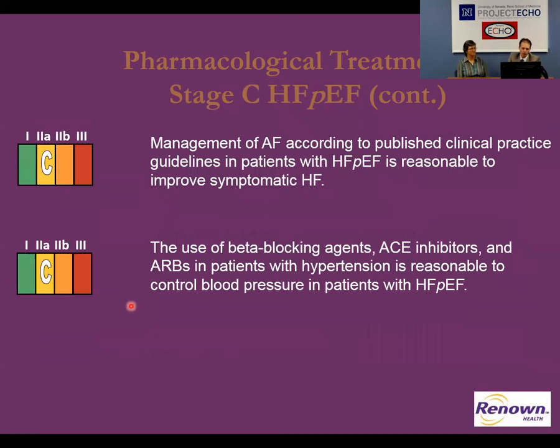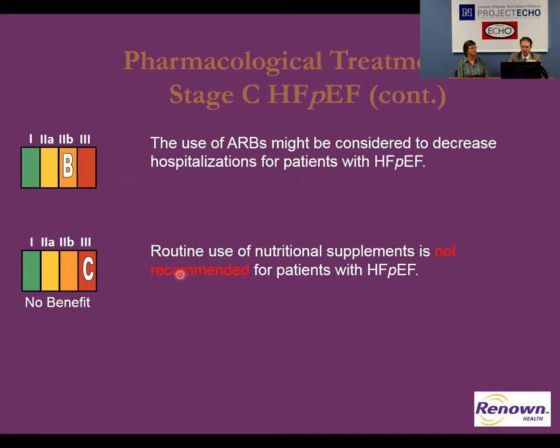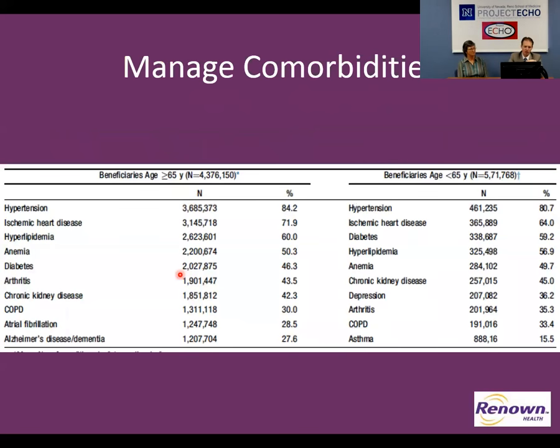and rate or rhythm control their AFib. Again, art of medicine there. When you're using antihypertensives, think about beta blockers, ACE inhibitors, and ARBs. ARBs might reduce hospitalizations, and supplements don't work.